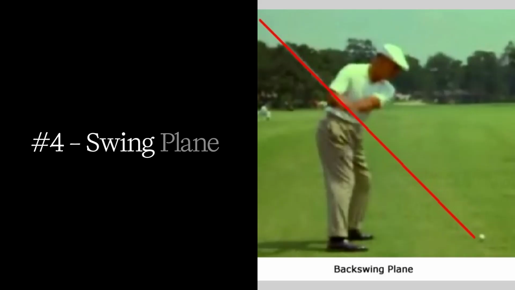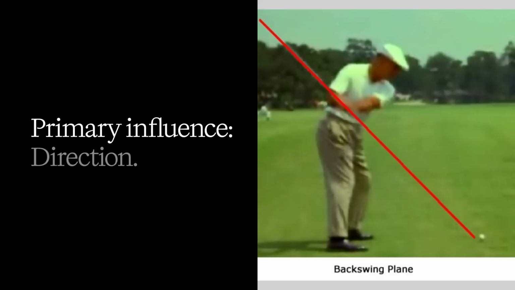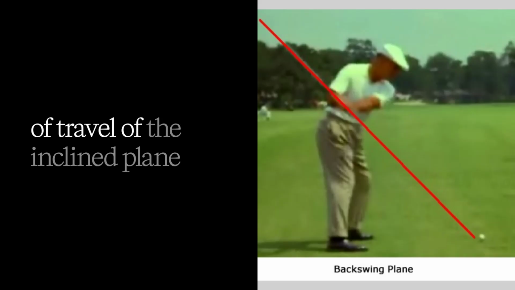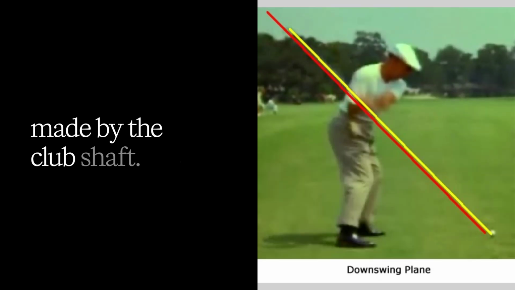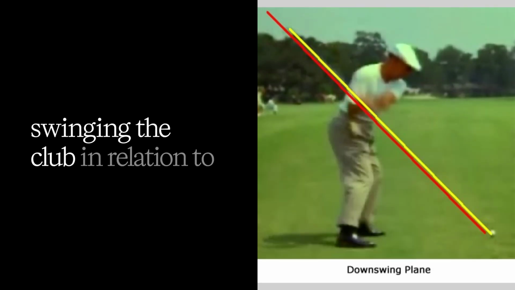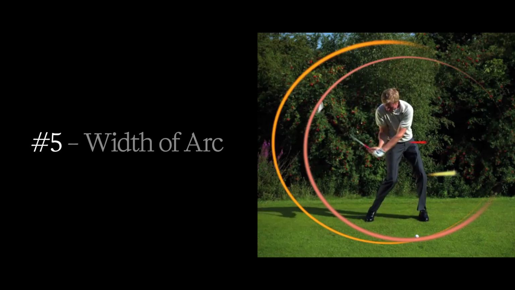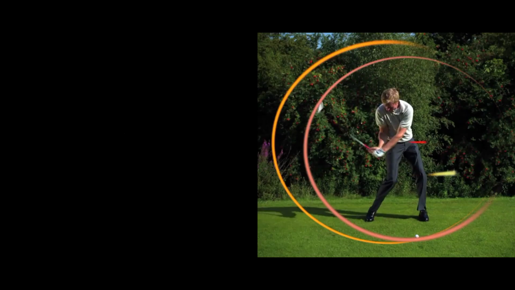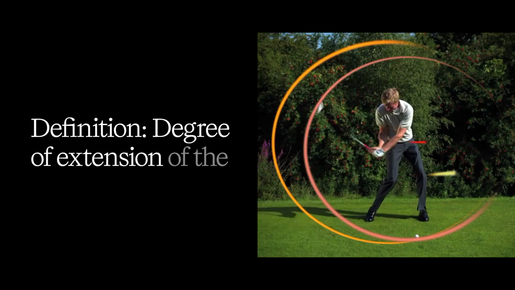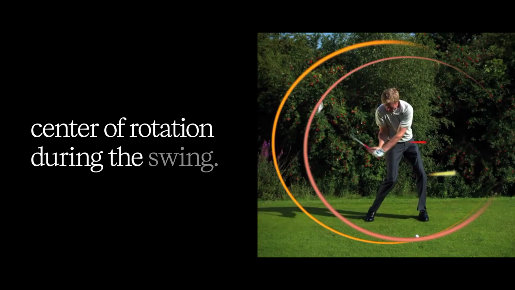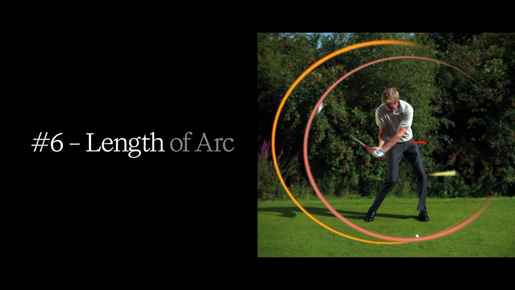Number 4. Swing plane. Primary influence, direction. Definition. The tilt and direction of travel of the inclined plane made by the club shaft. Rotation of the upper body swinging the club in relation to the spine angle. Number 5. Width of arc. Primary influence, direction. Definition. Degree of extension of the arms and hands away from the center of rotation during the swing.